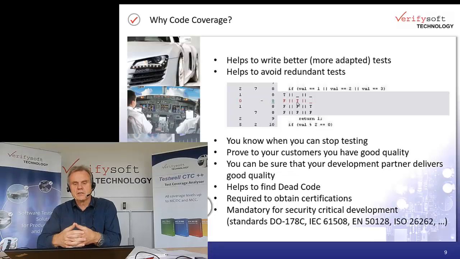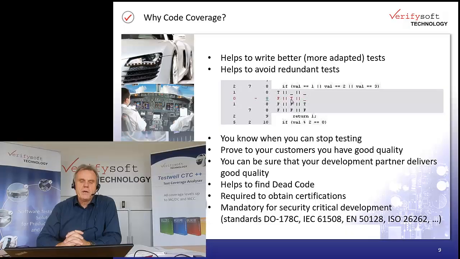You can prove to your customer that you have a good quality. That means you can show him, I have tested 100 or whatever percent of my code. And when other companies are working for you, you can ask them to deliver you a code coverage report so that you can be sure that your partner has tested properly.